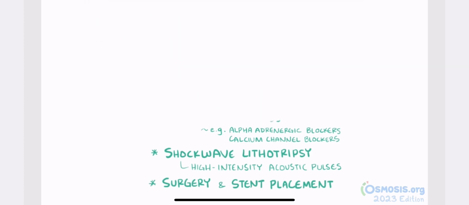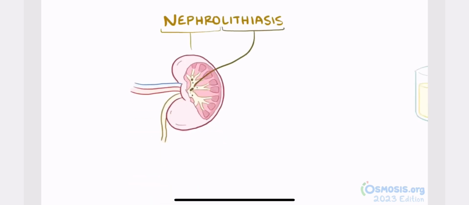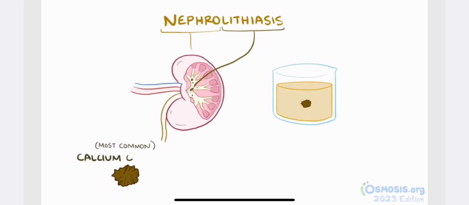Alright, as a quick recap, nephrolithiasis is the formation of kidney stones, which form when solutes precipitate out into crystals in the urine. The most common type of stones are calcium oxalate stones, though other types include uric acid stones and struvite stones.